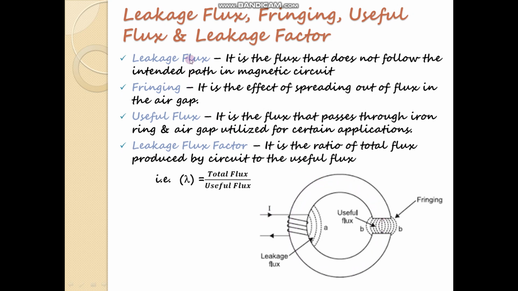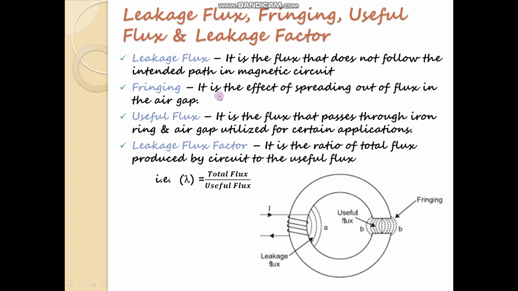Now what is the leakage flux? It is the flux that does not follow the intended path in the magnetic circuit. Means what? It is ideal that all flux must pass through this core, but some of the flux passes out of the circuit, means it is the wastage of flux or leakage flux.